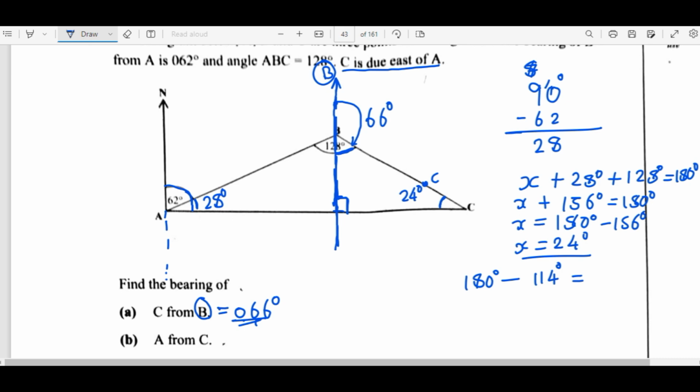Now we go to question B, where we want the bearing of A from C. So this time the bearing is coming from C. We need to draw another vertical line passing through point C. Then we put our north. Remember, this line represents C. Then the original point C is here. We need to move in this direction, going to A. So we move in a clockwise direction until we touch line A.